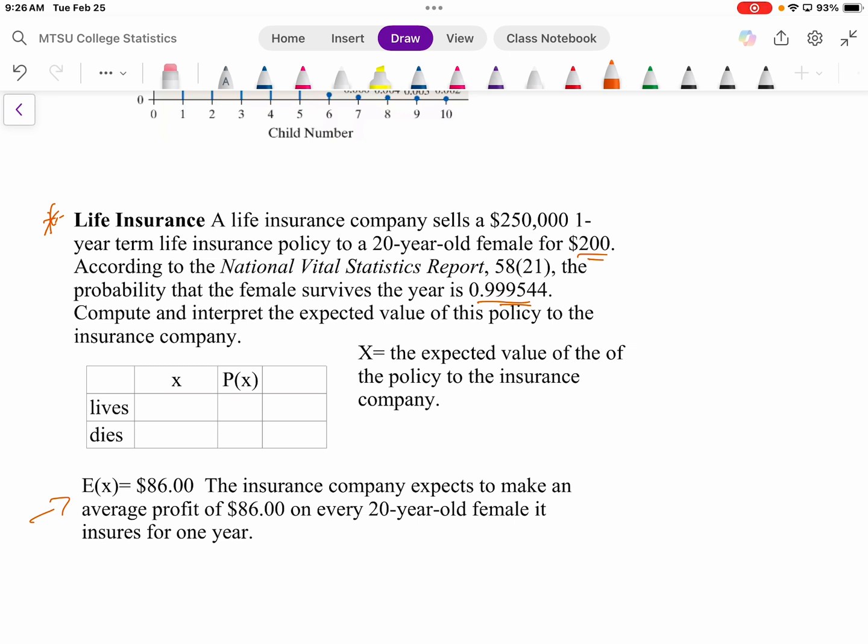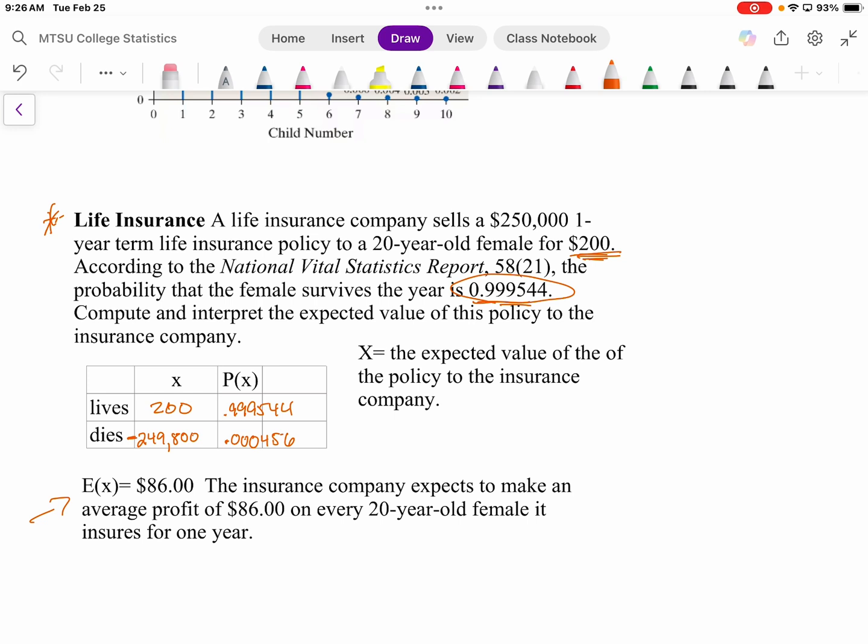So as you create this, I would start with the probabilities first. So I would put 0.999544 in that one. And then I would put 0.000456 in the second box. Sorry for the small boxes. I got to go back into Word and adjust that document. How much if they live? $200. And then how much if they die, unfortunately, to the company? 249,800, and it's a negative.